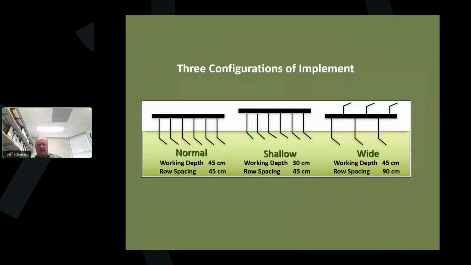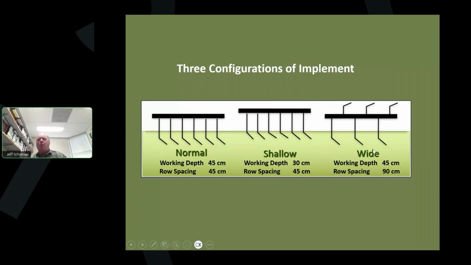And that's what I'll be referring to here in my presentation results. In this implement, we set it up with 3 configurations, a normal configuration with a 45 centimeter working depth and a row spacing of 45 centimeters. We also were interested in what happened if we pulled it out of the ground a little bit, a 30 centimeter working depth versus a 45 centimeter, so we call that shallow.